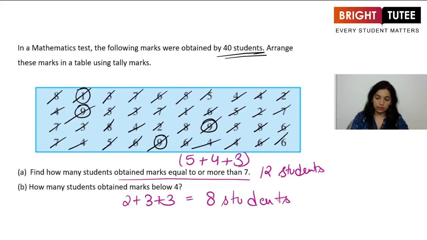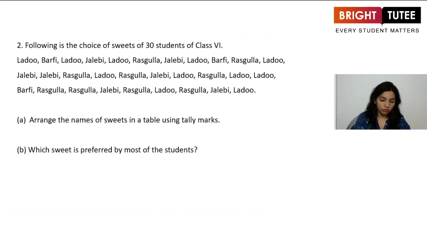Okay. Just be clear with this. It is written equal or more than 7. Here it is written below 4. Okay. These things need us to be very careful about these small details in the question. Now let us move forward with the question.